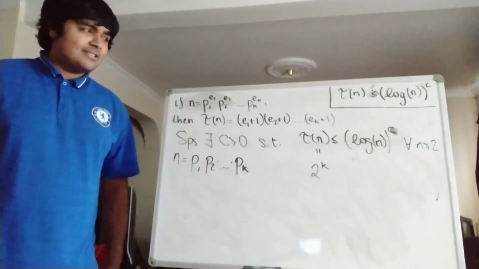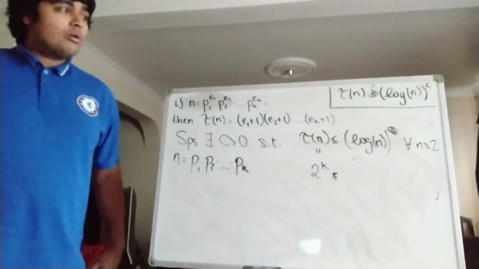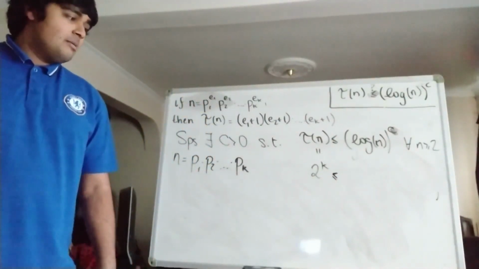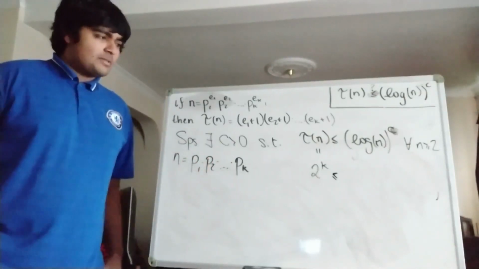So the left hand side is 2 to the k. And our right hand side now is simply log of n raised to the power of c. But log of n is simply log of p1 times p2 times all the way up to pk.